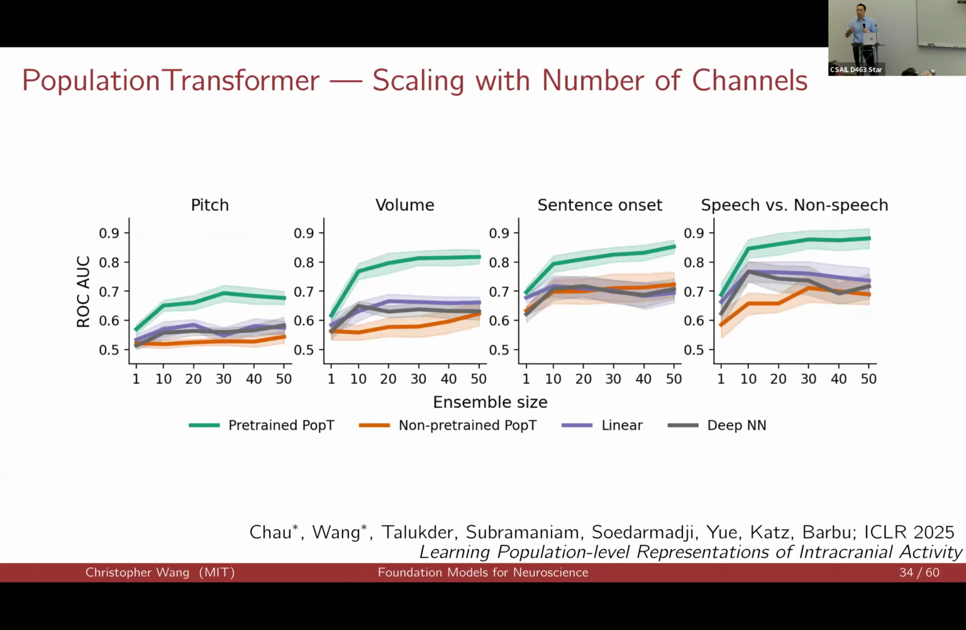And this is what we see. So we evaluate on 4 tasks, determining whether something is high or low pitch, high or low volume, the beginning of a sentence or not, or speech versus non-speech audio. And there are 2 things to pay attention to. So one is the green line, that's what we get with pre-training. One is the orange line, that's what we get without pre-training. And we've got the x-axis, which is the number of input channels.